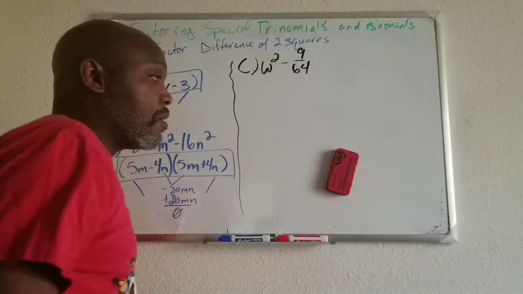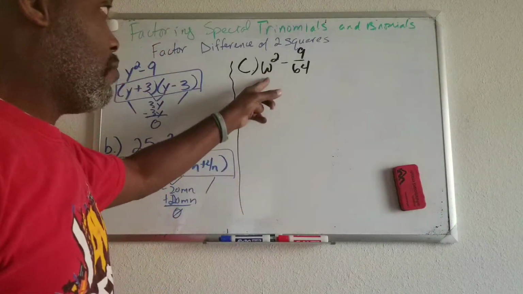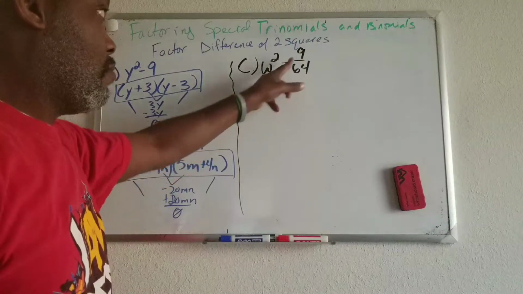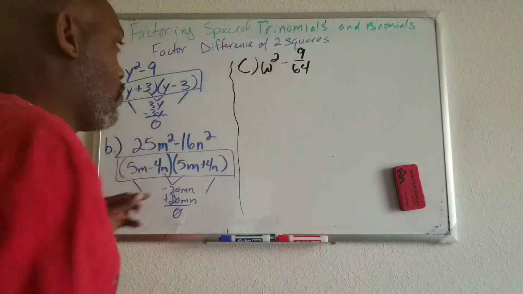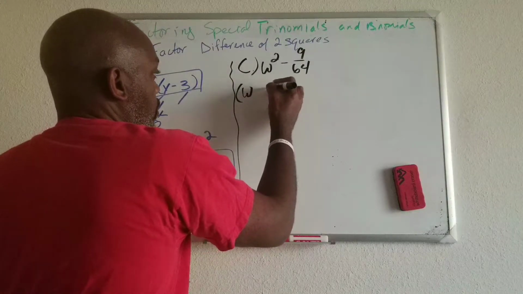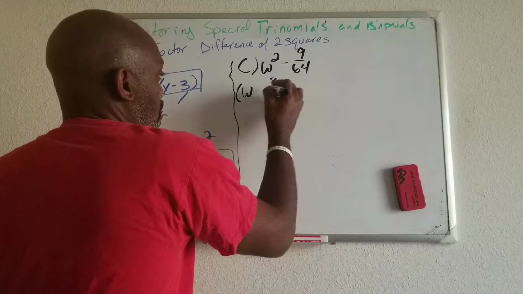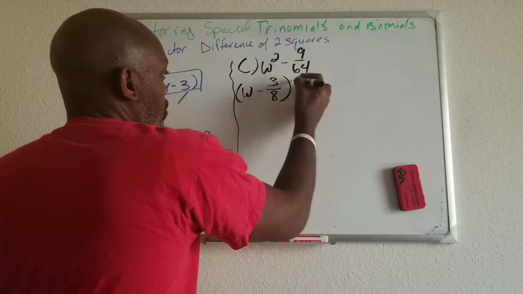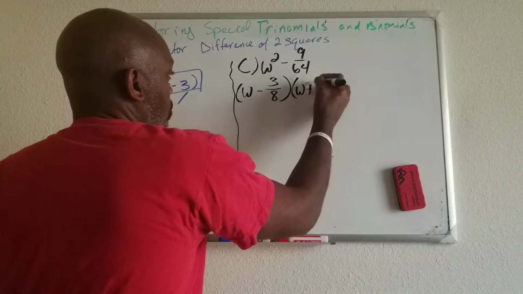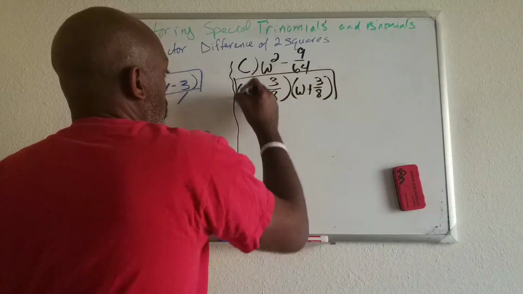So you say, oh my goodness, it's a fraction. Well, the process is still the same. This is squared. This is the perfect square. 9 is a perfect square. 64 is a perfect square. So we got w, and then square root of 9 is 3. Square root of 64 is 8. One of them will be minus, one of them will be positive. And that's your answer.